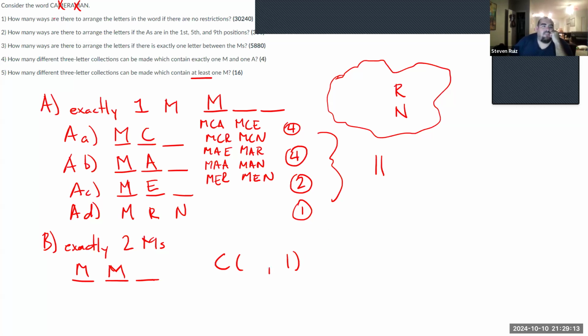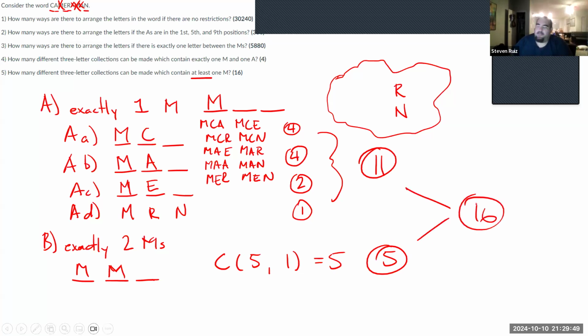I have C, A, E, R, and N. So of a list of 5 objects, I'm going to choose one, and that is 5. So I have 11 options for my first case, 5 options for my second case. Case A and case B are mutually exclusive, which means that I add those together to get 16, which is what I want. All right, that is all for discussion question 9.